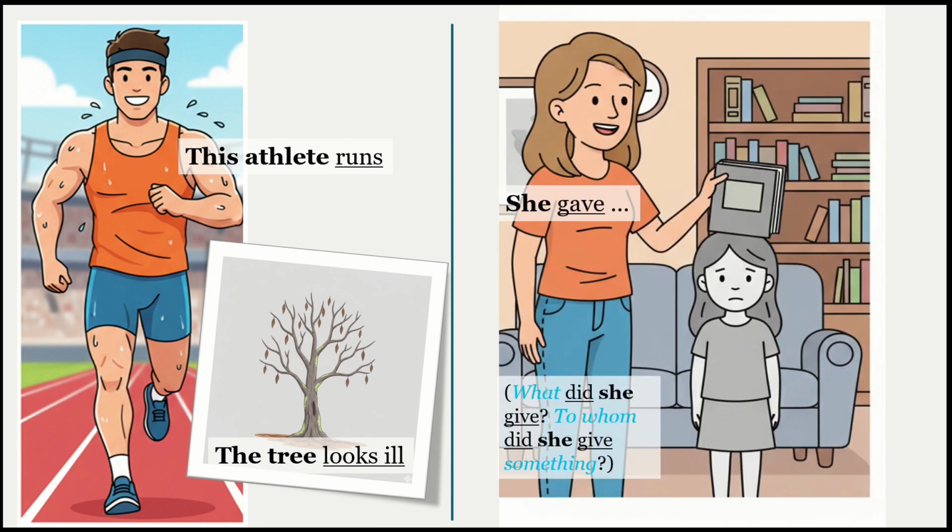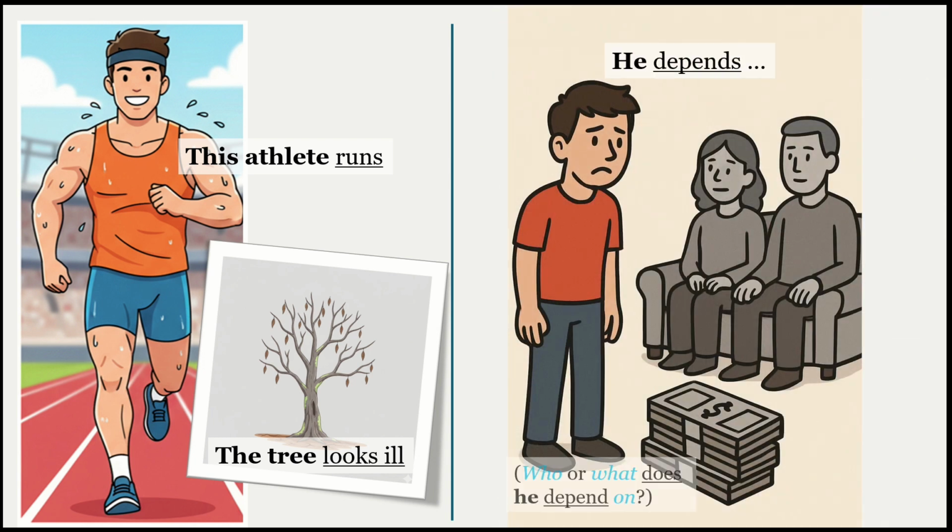She gave. What did she give? To whom did she give something? She gave her niece a book. He depends. Who or what does he depend on? He depends on his family.